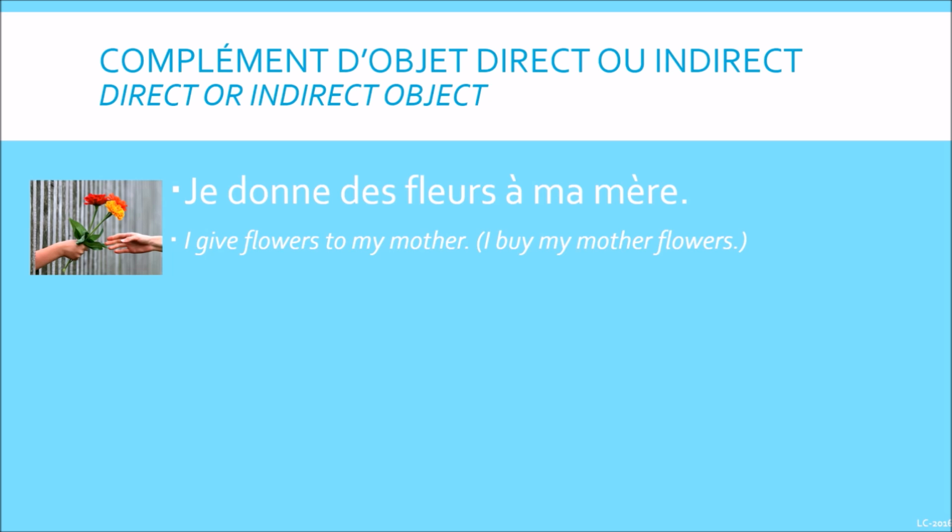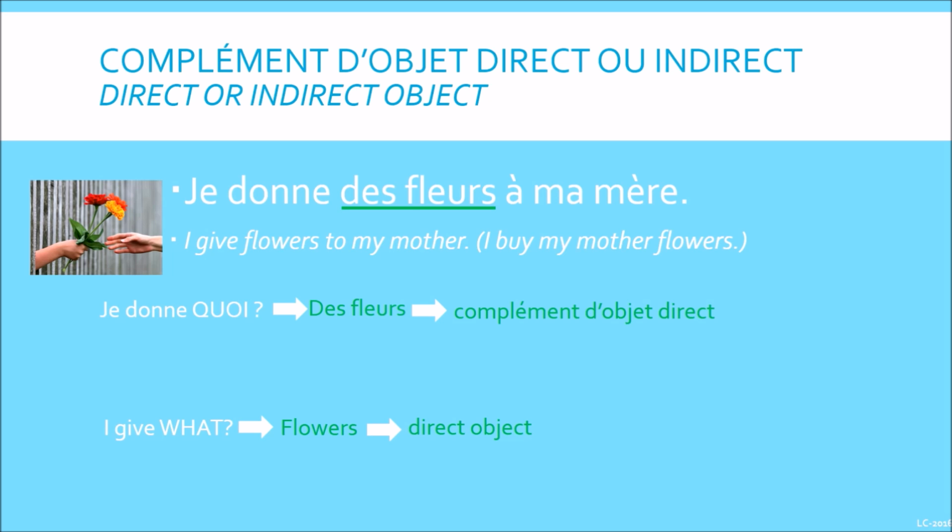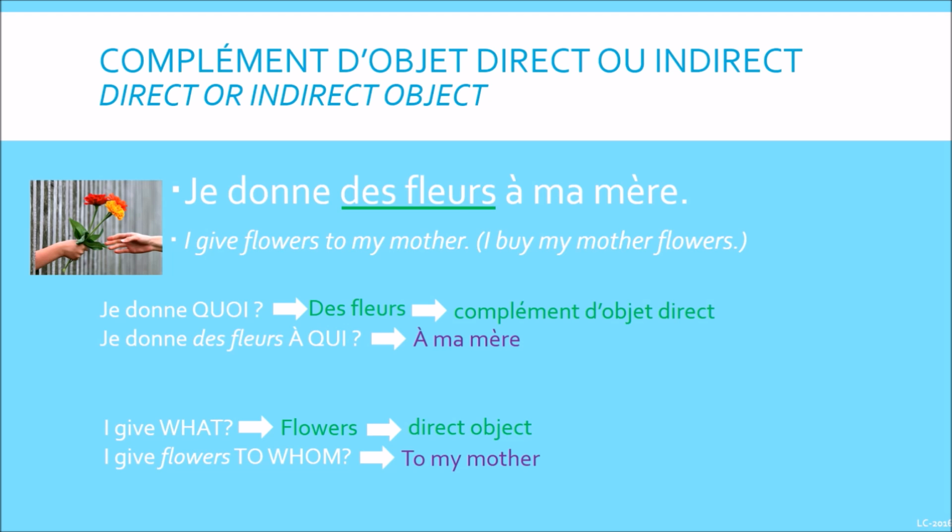Now if we have a look at this sentence, je donne des fleurs à ma mère. Let's try to find a direct object. Je donne quoi? I give what? Des fleurs. I give flowers. Therefore, des fleurs, flowers, is your direct object. Now for the indirect object. Je donne des fleurs à qui? I give flowers to whom? To my mother. À ma mère. Therefore, it is your indirect object.